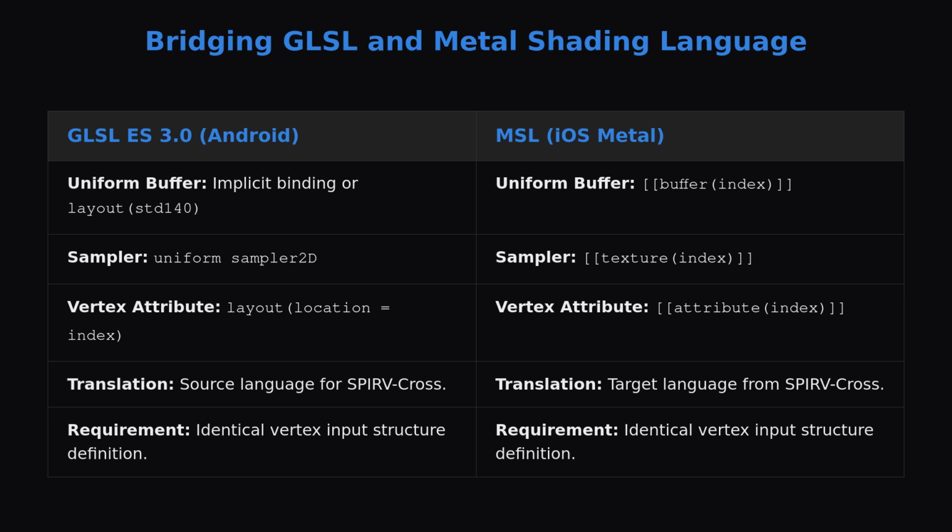To manage this divergence, implement a pre-processing step or integrate a tool like SPIRV-Cross. This translates the GLSL source into MSL, ensuring the resource index mapping remains consistent across platforms. Define your vertex input structures identically in both languages. This consistency is mandatory to maintain a reliable data flow from the application layer directly into the vertex shader stage.